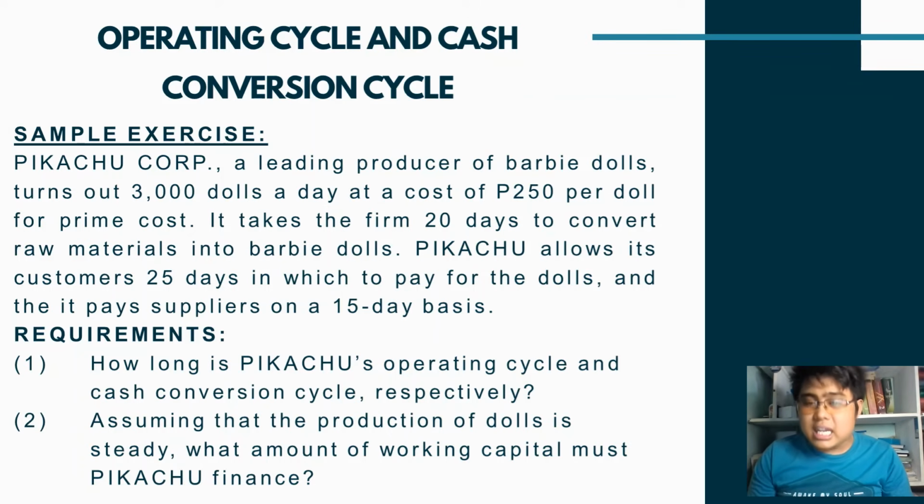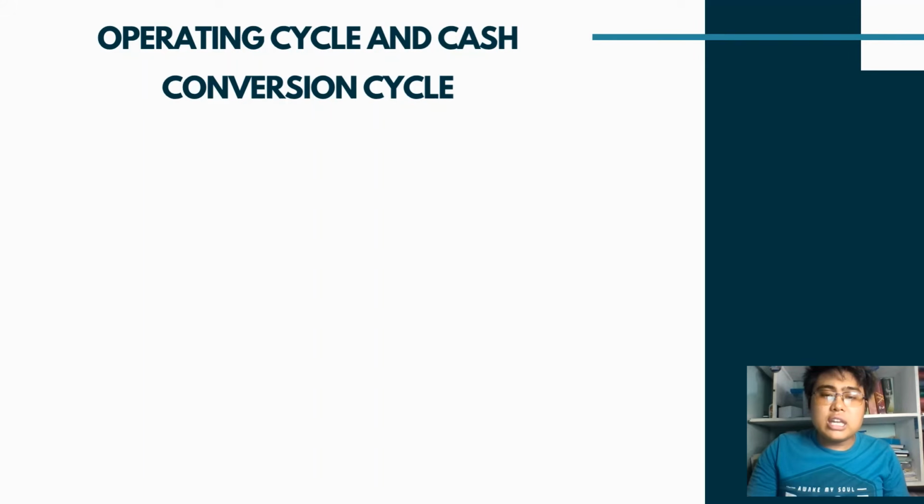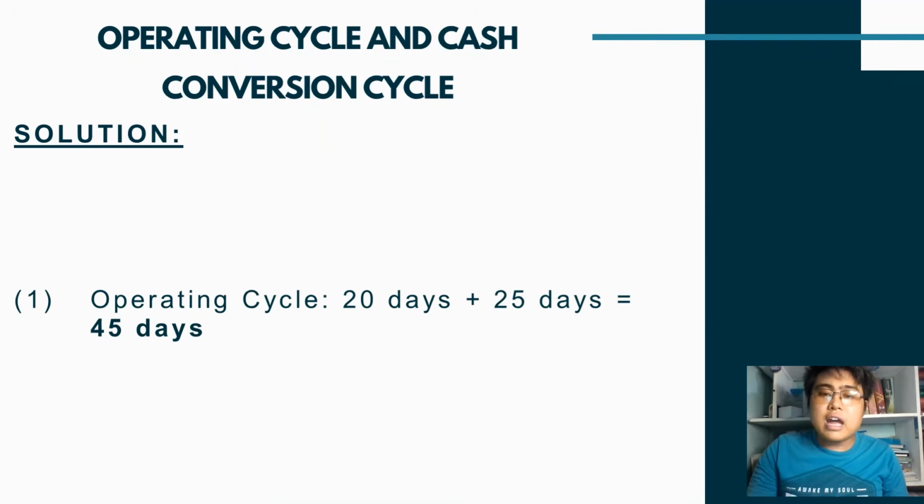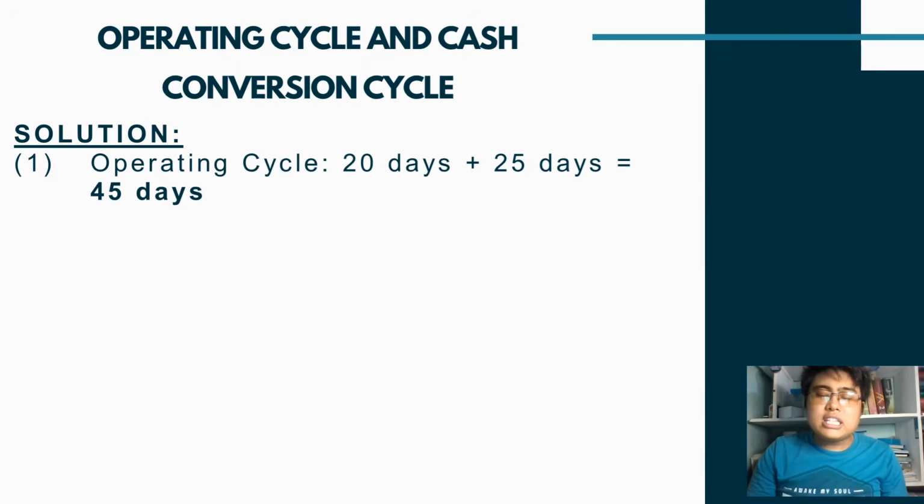Next, days AR is the average collection period. Ang sabi ng problem, inaalaw mo raw magbayad ang customer mo ng 25 days. So kung 25 days mo sila inaalaw magbayad, sa point of view mo, 25 days ka rin bago makakolekta. So ibig sabihin, your days AR is 25 days. So 20 days plus 25 days, your operating cycle is 45 days.